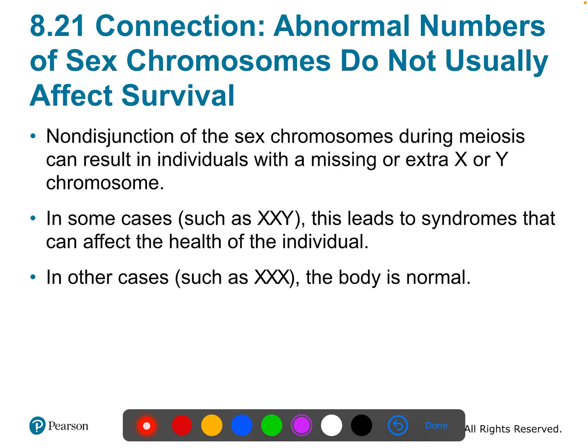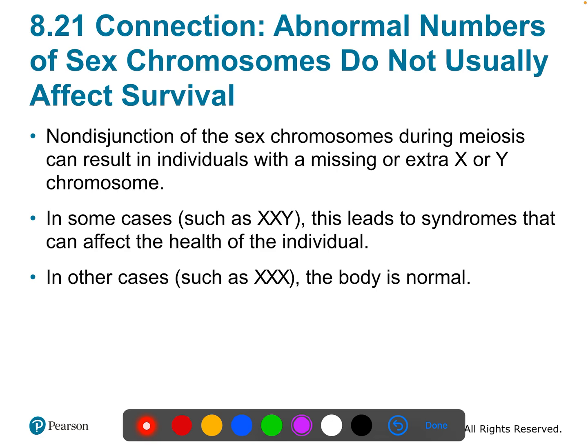Now, abnormal numbers of sex chromosomes don't always affect survival. I mean, sometimes there could be exhibited disorders. Sometimes they can be substantial. Sometimes they could be very inconsequential and hard to notice at all. Sometimes you don't notice them in any way, shape, or form.